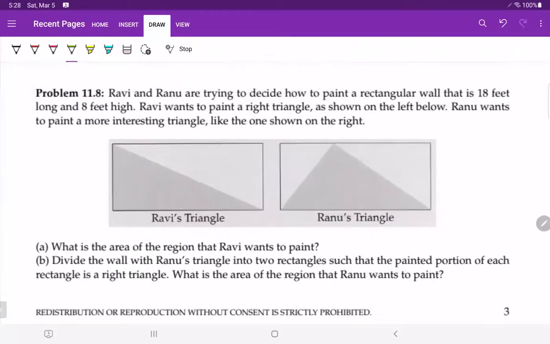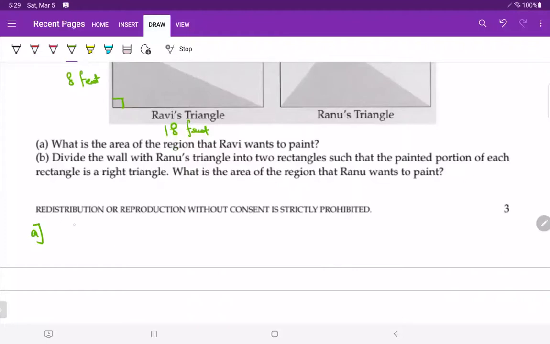Okay, this is interesting because we know this is 18 feet. This is 8 feet. Because these are rectangles, this is 90 degrees. Because this is a triangle, we know the area of the triangle, we just showed that, is half times the two legs. 18 times 8 divided by 2 is 72 square feet. This is for Ravi. This is Ravi's triangle.